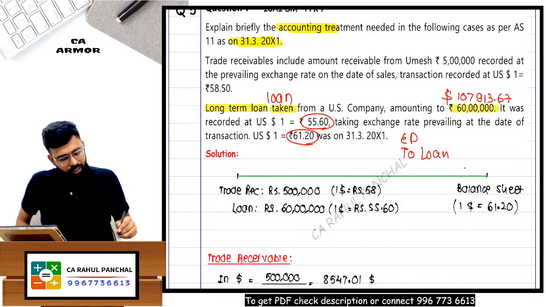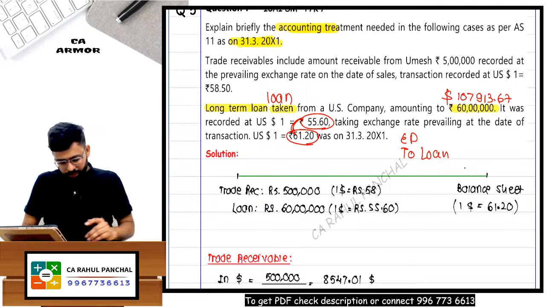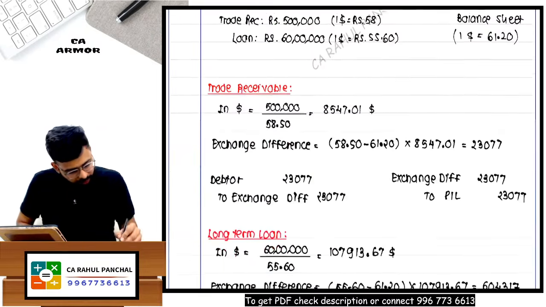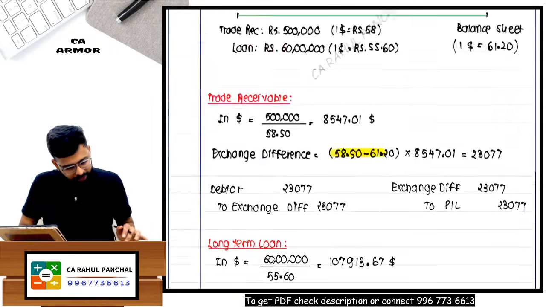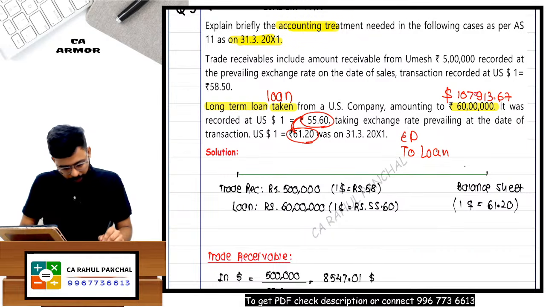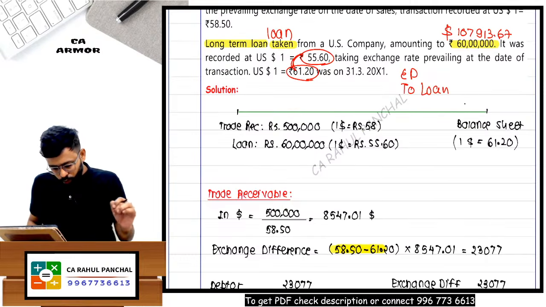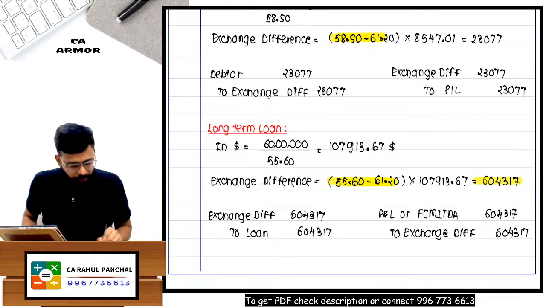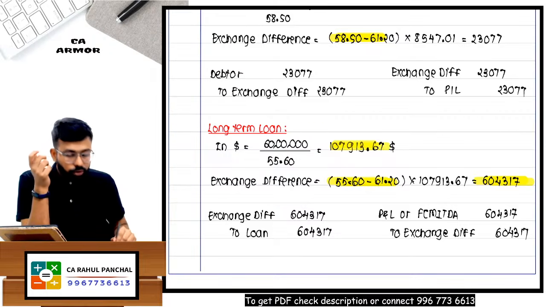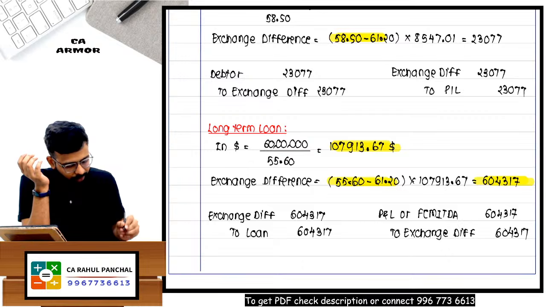That is a loss. So the rate was 55.6, instead of this I will have to pay 61.2. So it increases by 5.6, you will understand. Multiplied by this many dollars: 5.6 multiplied by 107,913.67, you are going to get 6043. Yes, there is a loss. Everything is perfect. So this many dollars were there, and there is an increase in the dollar rate. So increase in liability. This is the entry, which is a loss.